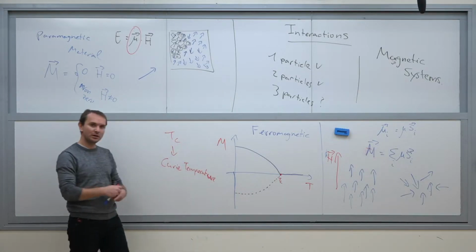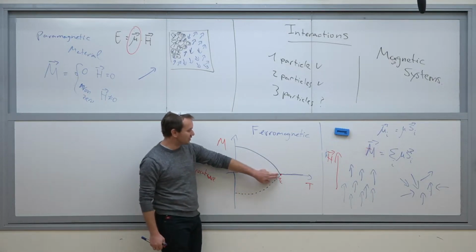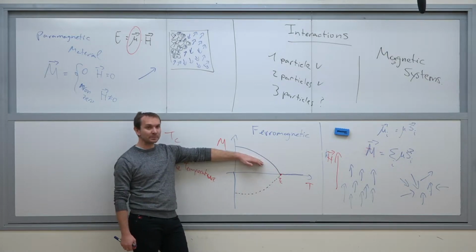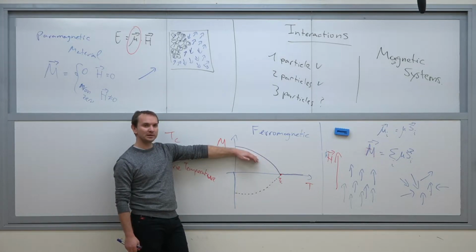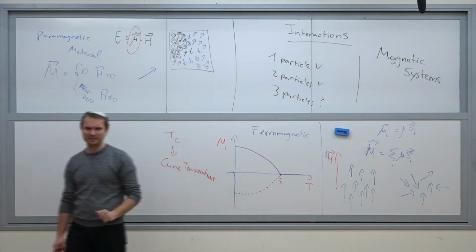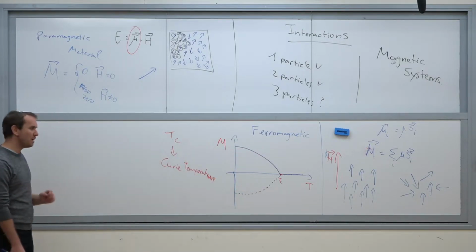So there is a bifurcation point. You see there are two solutions. Below a specific temperature, which is dependent on the material, there is a solution when the total magnetization is positive, and there are situations when the total magnetization is negative.